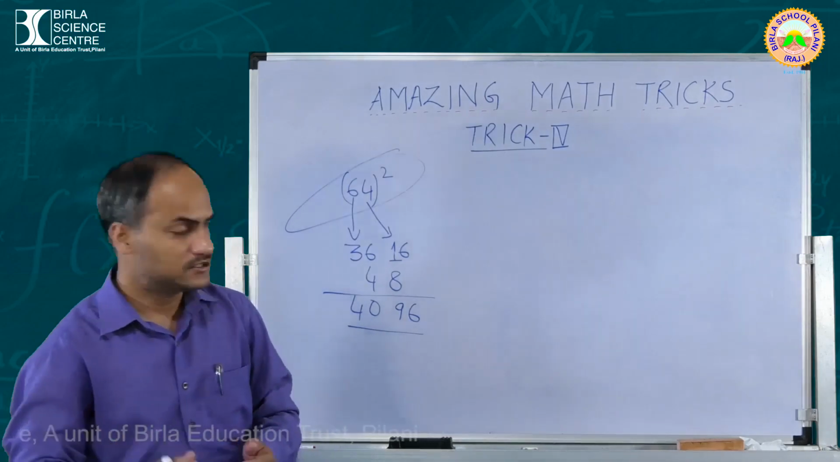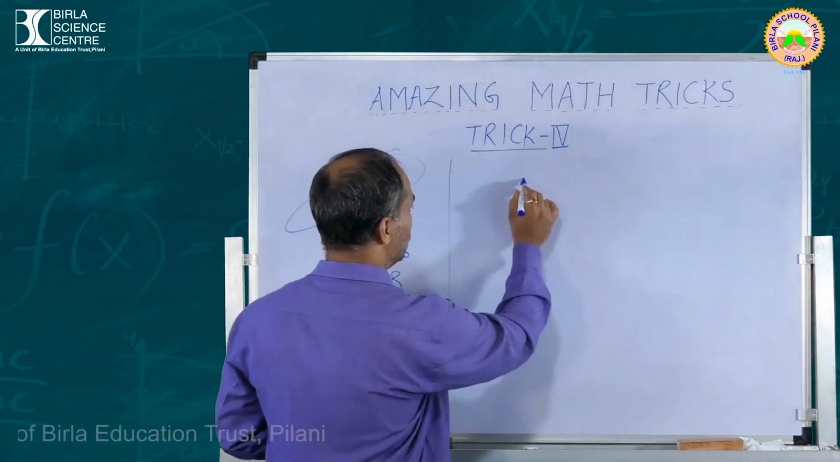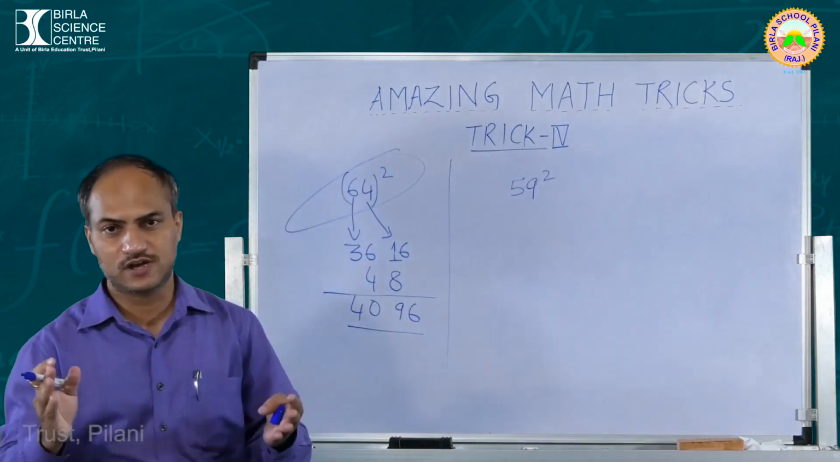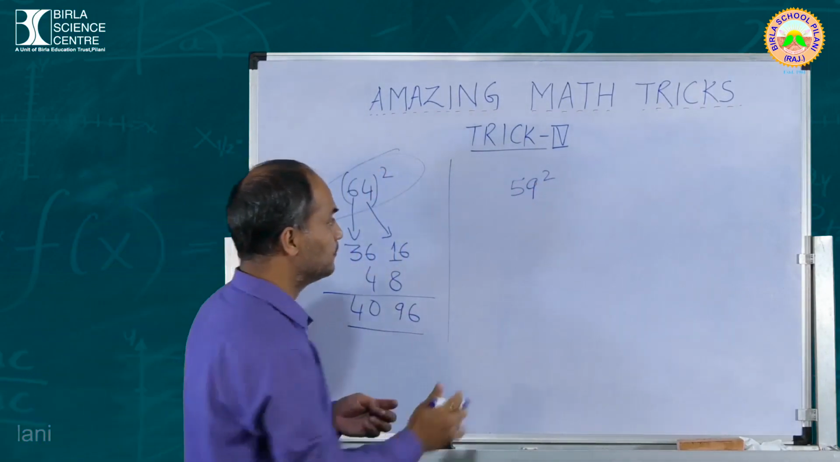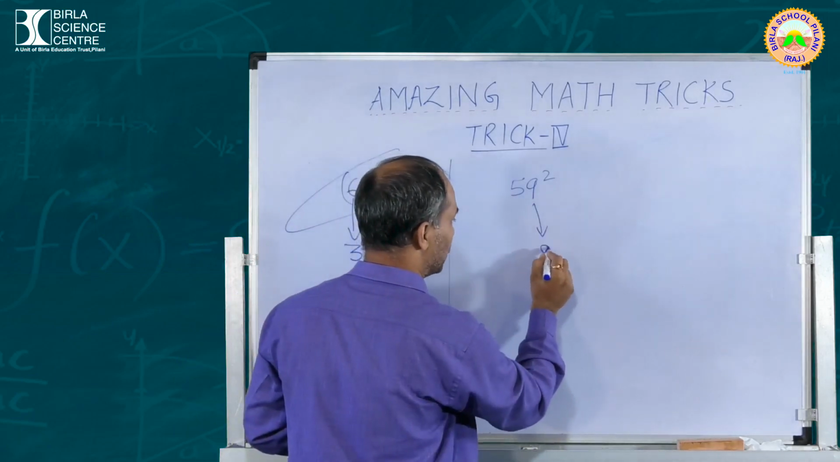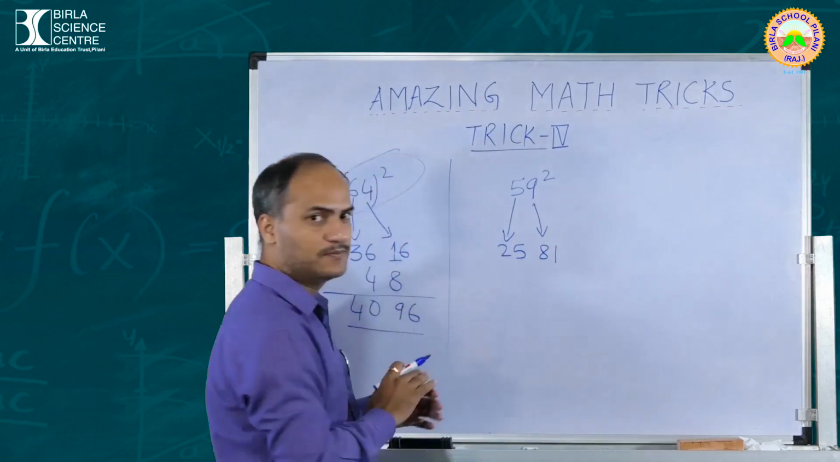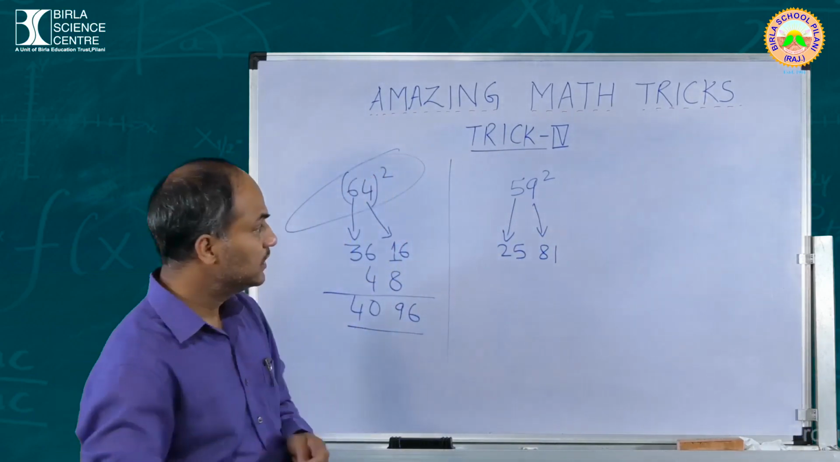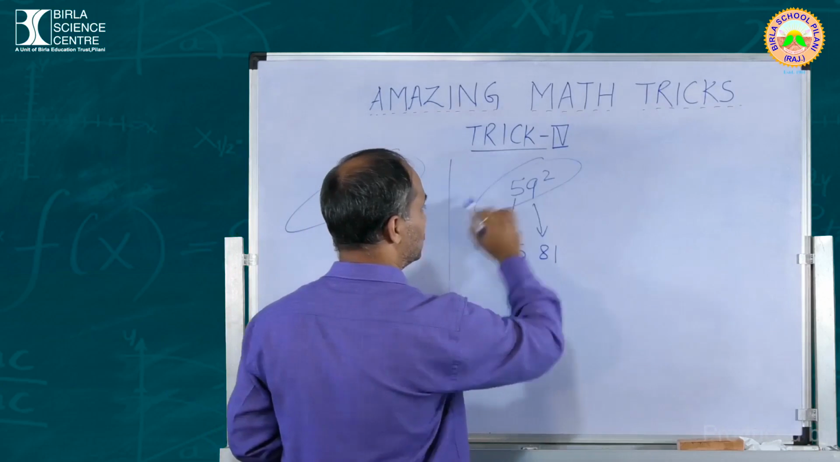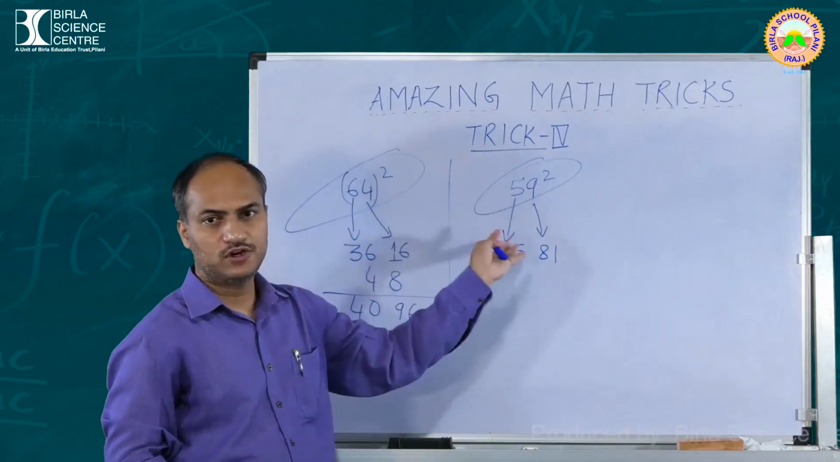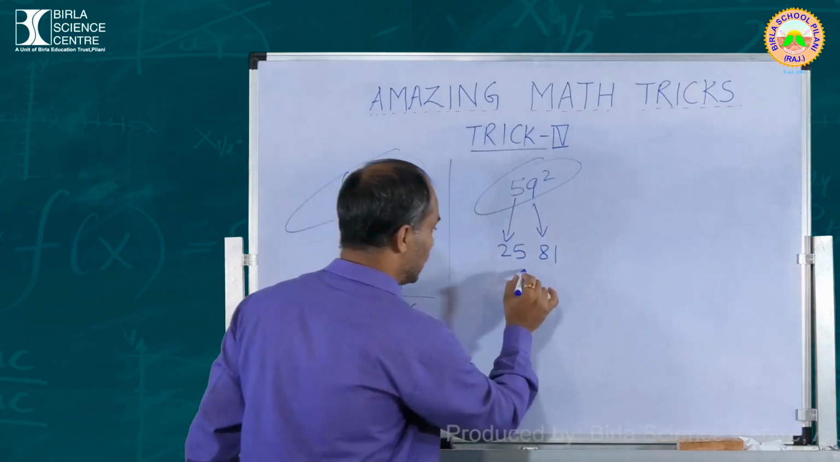Let us do one more question. Suppose we have to square this. Fine, 59 whole square we have to find. Then how can we do that? 9 square is 81. 5 square is 25. Clear? Simple step. Next, we multiply these three digits, 5, 9 and 2. 9 5s are 45. 45 2s are 90.